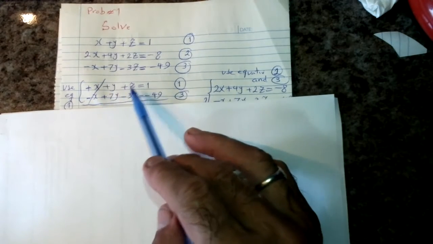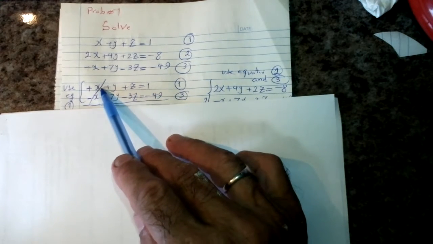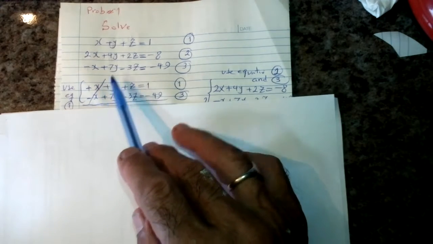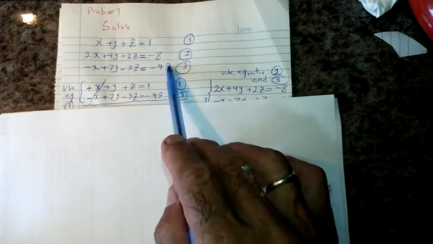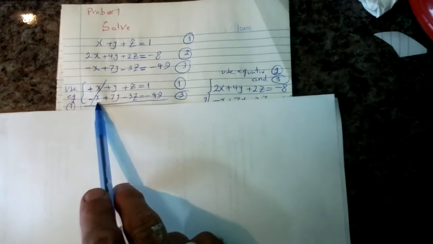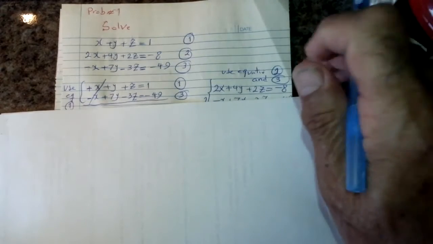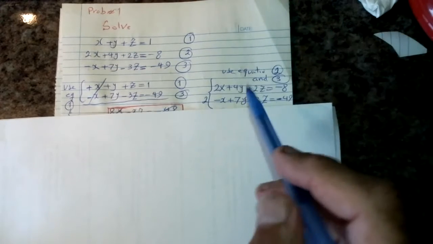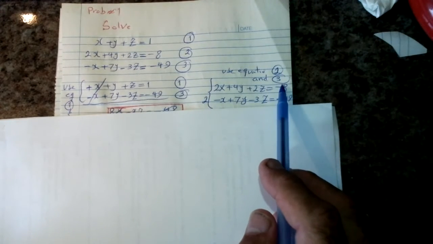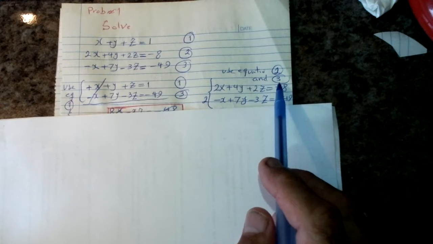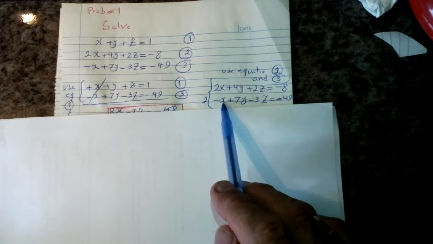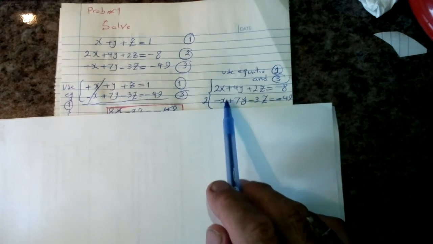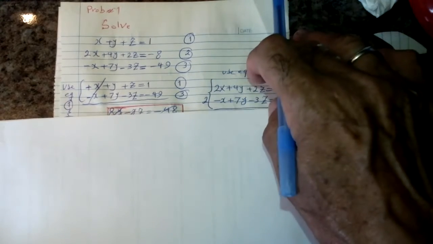You're allowed to eliminate any of these variables, but I see x is easier because these two are already equal and opposite. So I take equation number 1 and equation number 3, put them next to each other, and x is eliminated. And I also take equations 2 and 3, and I try to eliminate x. In that case, I want this minus x to be minus 2x so I can cancel. So I multiply everything by 2.